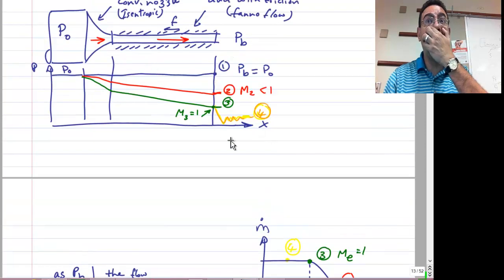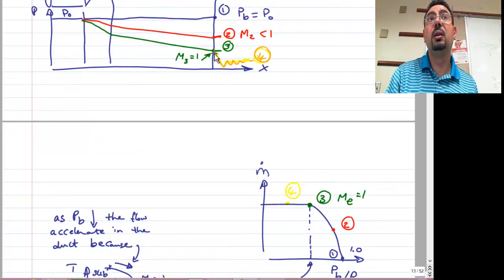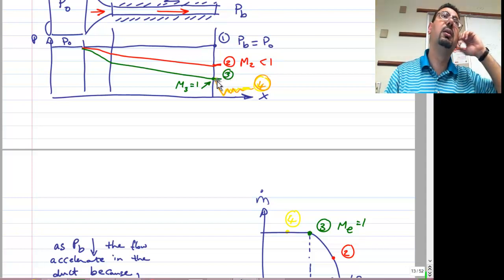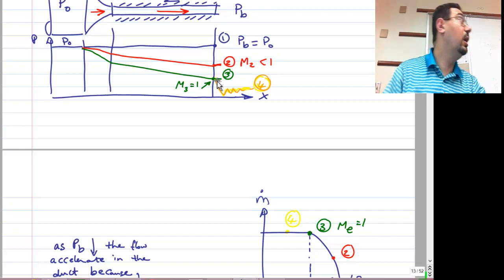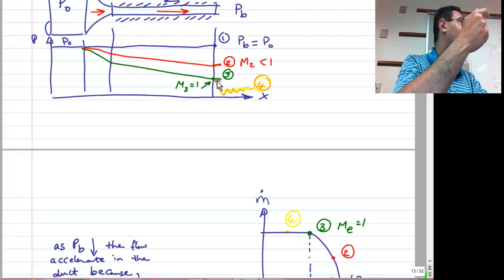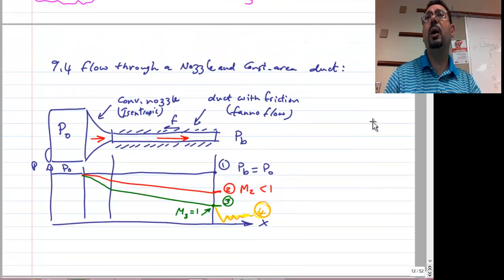And so the Mach number will basically, once you hit this point, which is not, by the way, the 0.5283 P naught. That will be when P back equals, when will this happen? P star of the duct, not P star of the nozzle. Not the 0.528 of P naught. It's the P star of this duct.